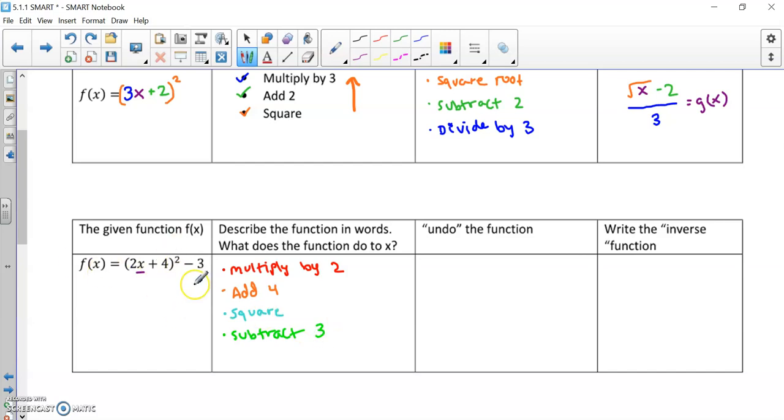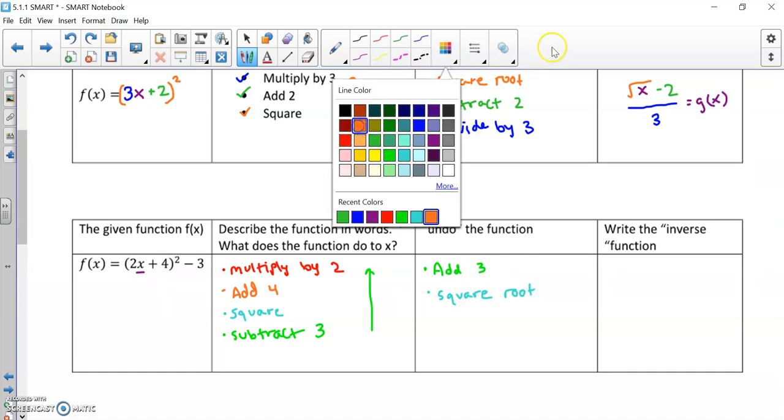Okay, and that's pretty much everything. So now we're going to go ahead and start from the bottom and go up for the undoing. So instead of subtracting 3, we do the opposite, which is to add 3. Instead of squaring, the opposite of squaring is square rooting. So we will square root.